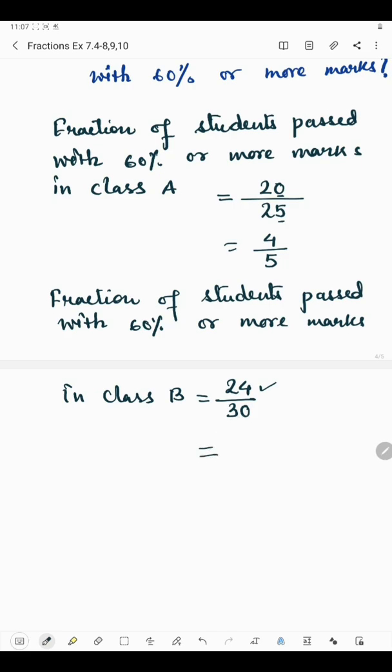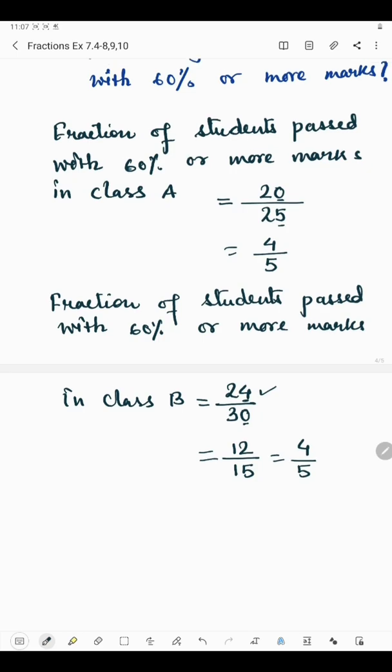Now here in this number the 4 and in this number the 0 are even numbers. If an even number is present at the ones place, it will be divisible by 2. So 2 12s are 24, 2 15s are 30. Again, these two numbers come in 3's table, so 3 4s are 12, 3 5s are 15. So we have divided the numerator and denominator by 3. So we have got 4 by 5. So the fraction of students passed with 60% or more marks in class B is 4 by 5.